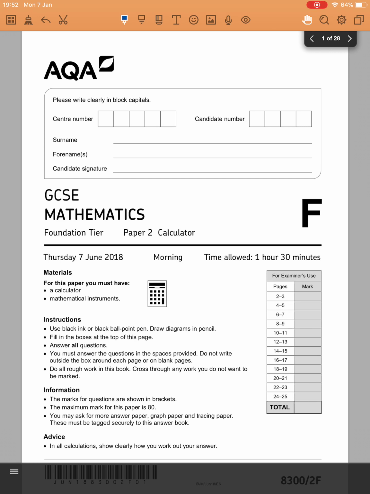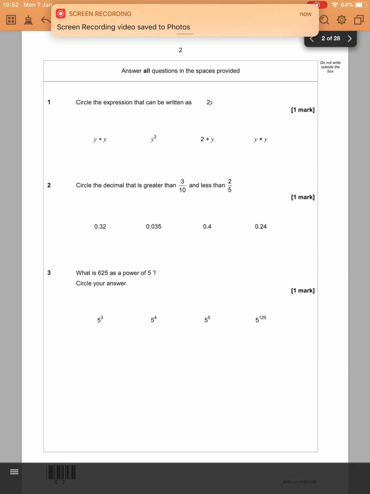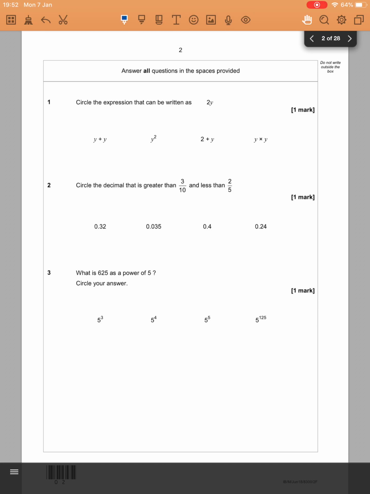So here we are, foundation tier paper 2. We are allowed to use a calculator, so that's going to be helpful. So question 1. Circle the expression that can be written as 2y. So we're looking for the expression that is the same as 2y's.